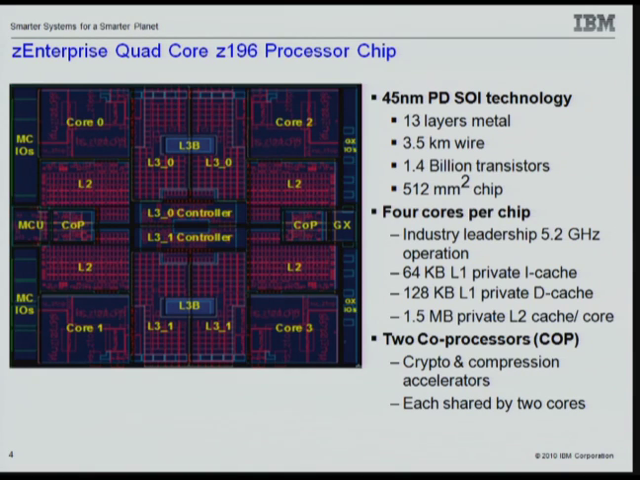Now what does this mean? This is not a short-term turbo frequency. This is a fully sustained 5.2 gigahertz, all 96 cores, 24/7, across all conceivable workloads. And we're very proud of this accomplishment. In addition, on this chip, we have two coprocessors. We've had coprocessors for about 15 years now. These COPs execute crypto and compression operations and are shared by two cores.